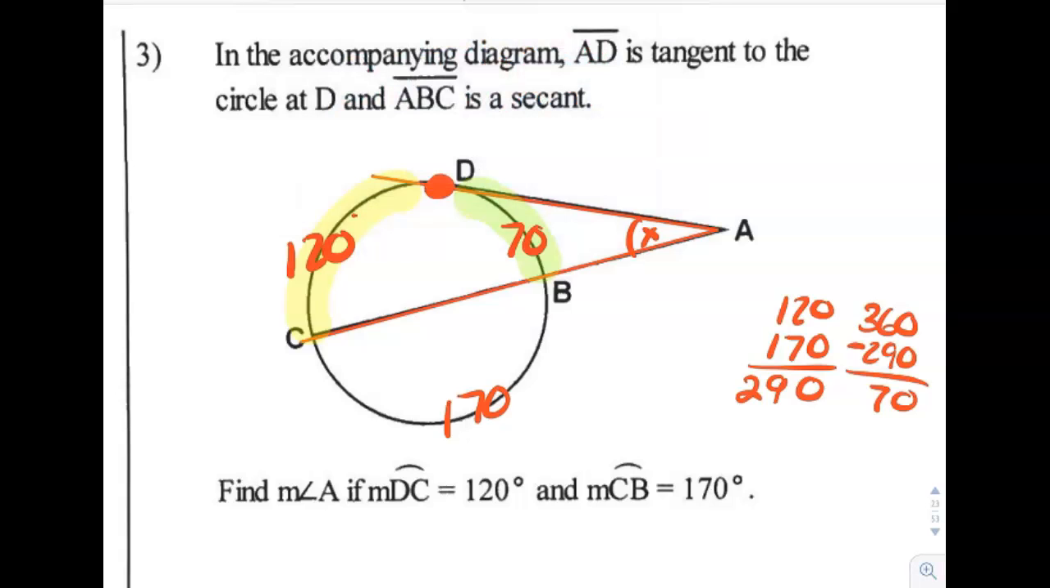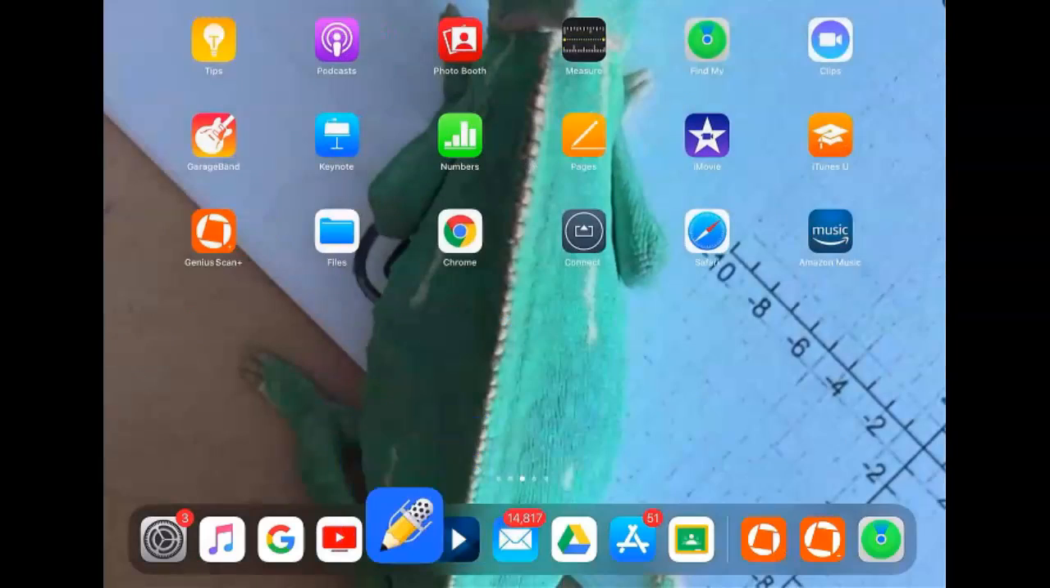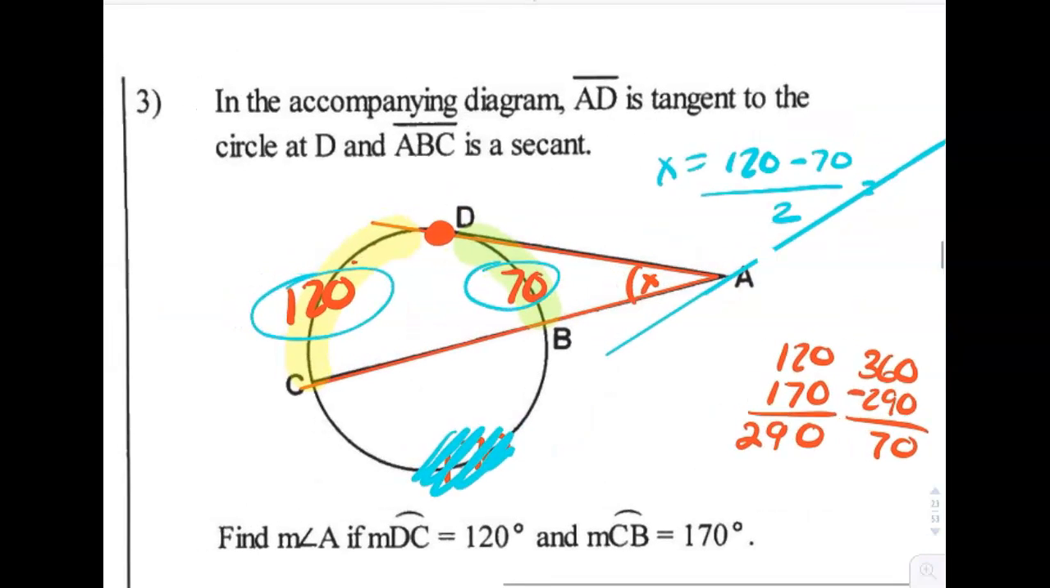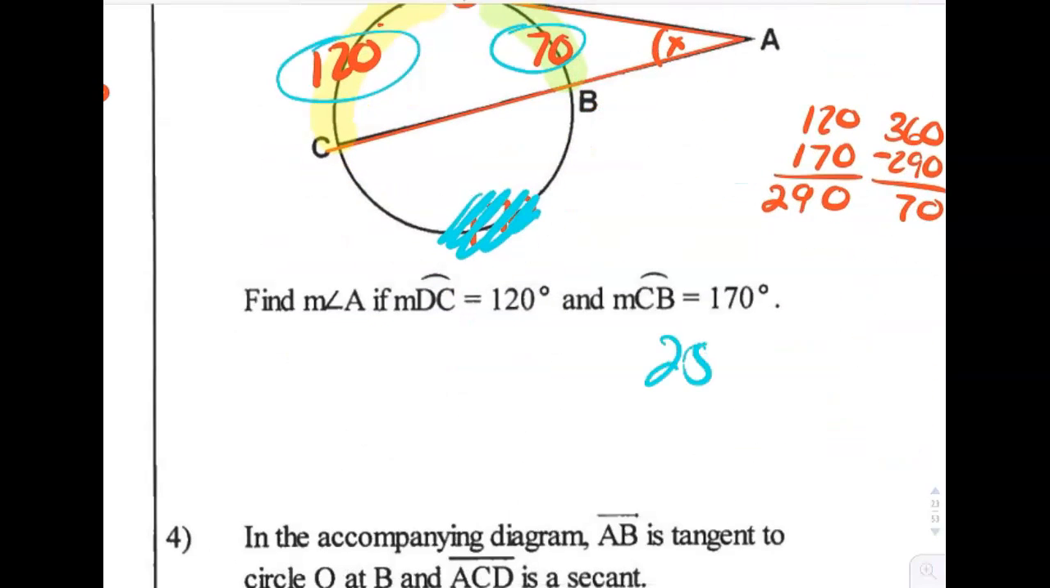Now I don't need this anymore. Just like the last problem, it's big arc minus small arc divided by 2. Big arc minus small arc divided by 2. Well, 120 minus 70 is 50. 50 divided by 2 is 25. For angle A.